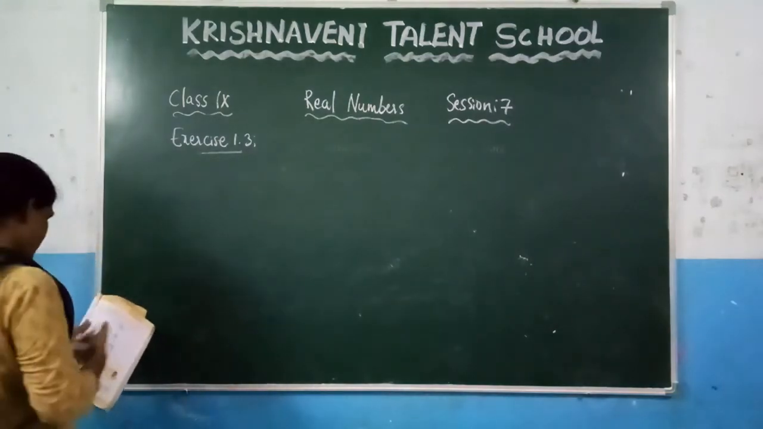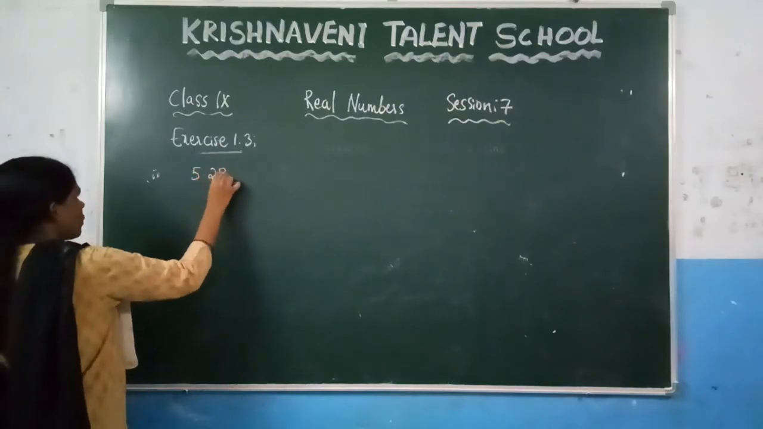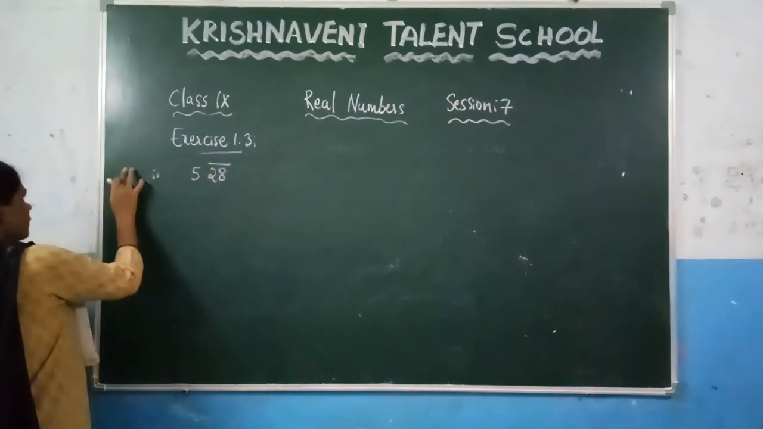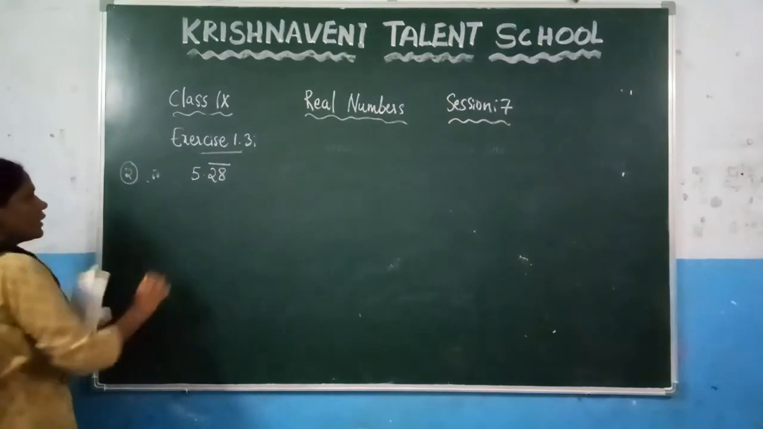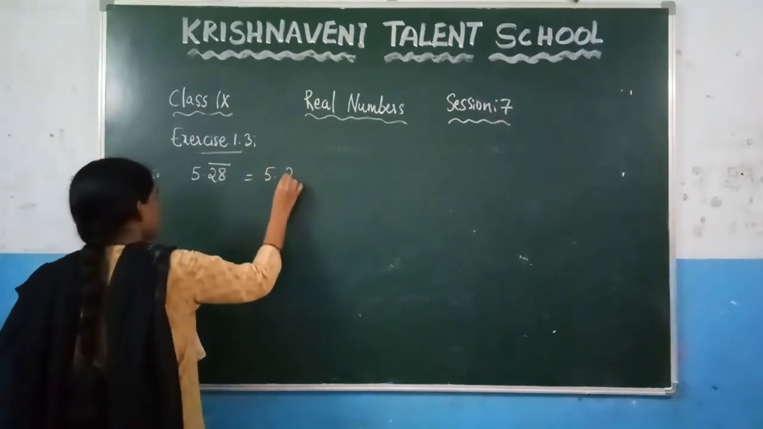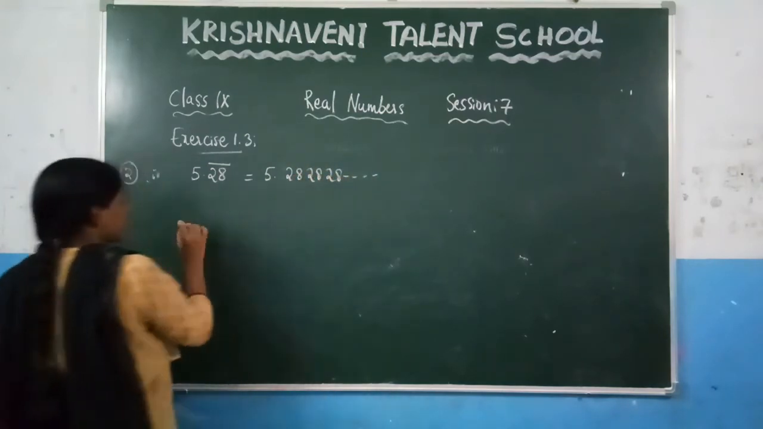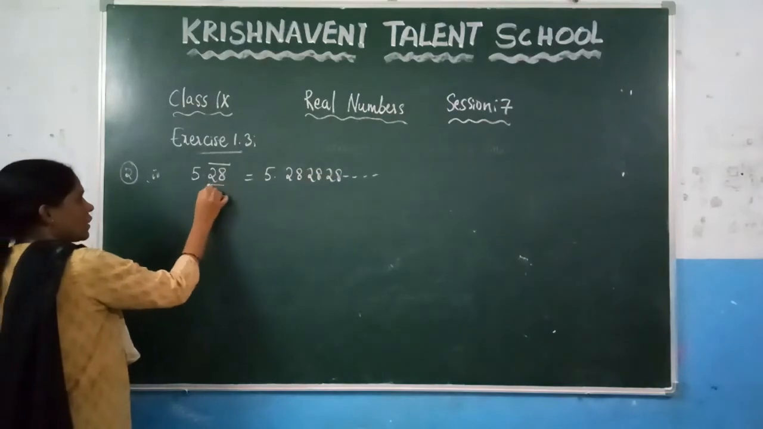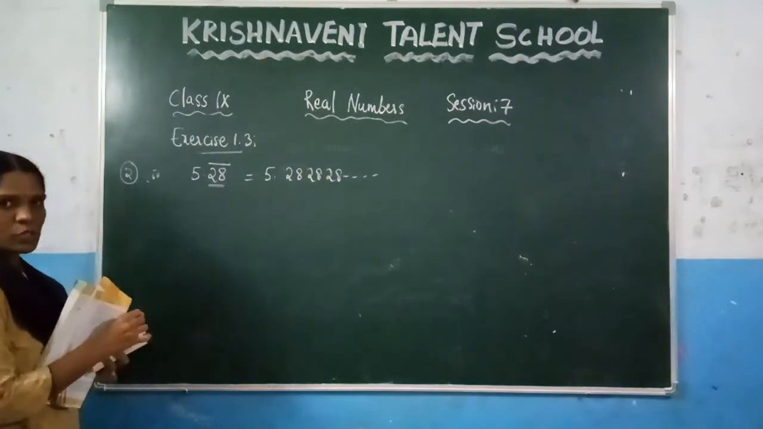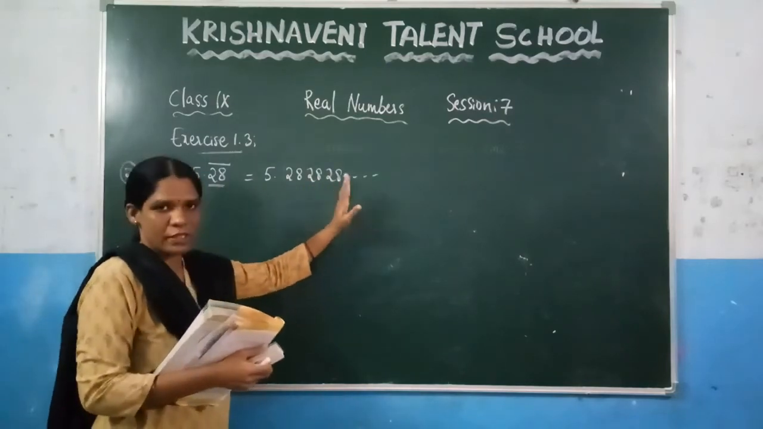Here in the second question, they have given 5.28 bar, and it is a repeating decimal. You can write this one as 5.28, 28, 28 and so on. Which number is repeating here? 28. This number is repeating here. So we can write this one as 5.28, 28, 28, 28 and so on.